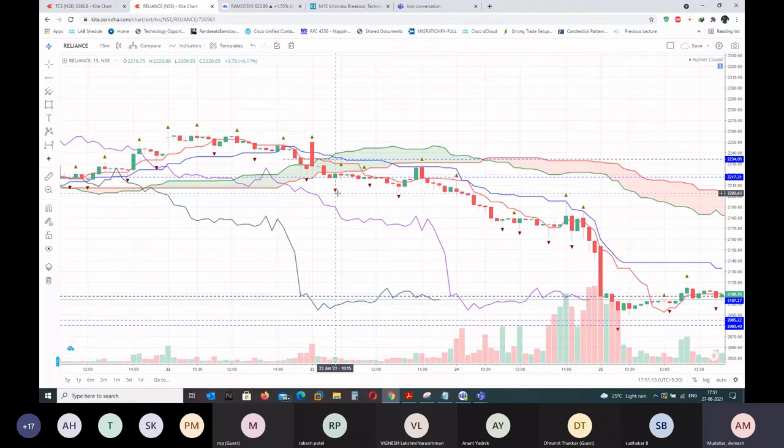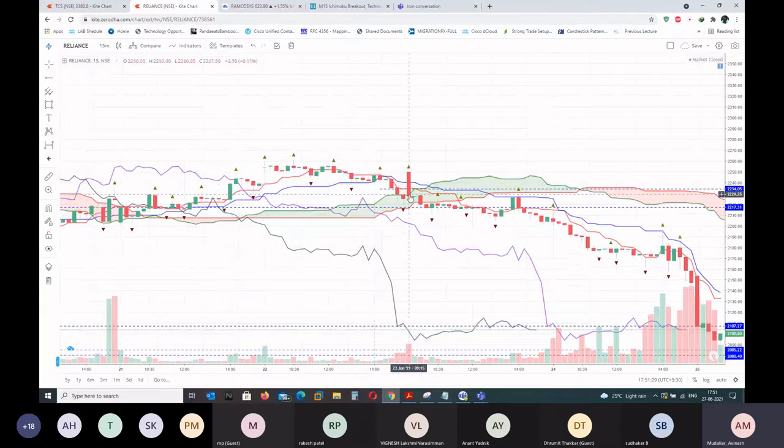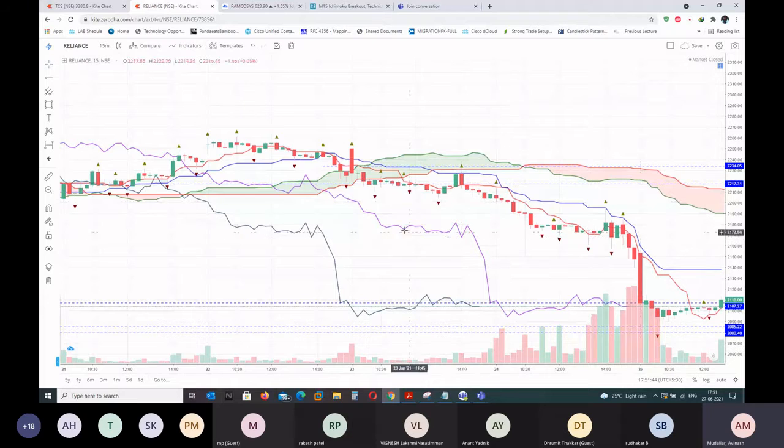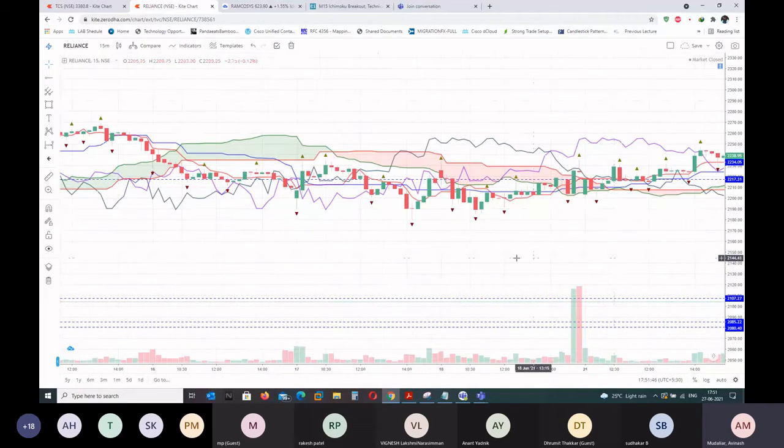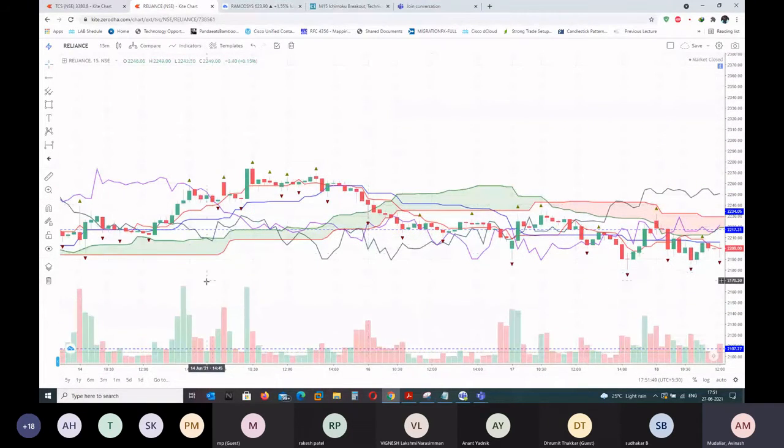So now there are different flavors in the TK cross. The first flavor is the weak crossover. Weak crossover, then neutral crossover, and then strong crossover. So when the crossover happens above the cloud, like in this case, it will be classified as the weak crossover, the weakest level of strength. Okay, strength is weak.